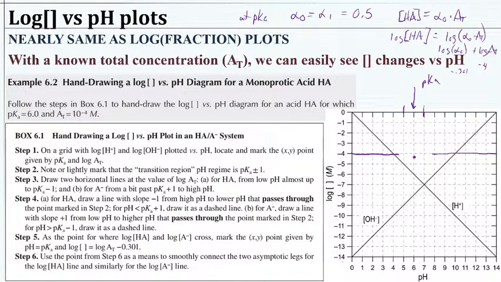Okay, next up, for HA, draw a line with a slope of -1 from high pH to lower pH that passes through the point we marked in step 2. Let's see. Okay, so if this line here is our transition zone, we're saying slope -1 from high pH to lower pH that passes through, we didn't mark a point in step 2. Okay, so I think what we're saying is essentially draw a dashed line like this that would intercept with that.